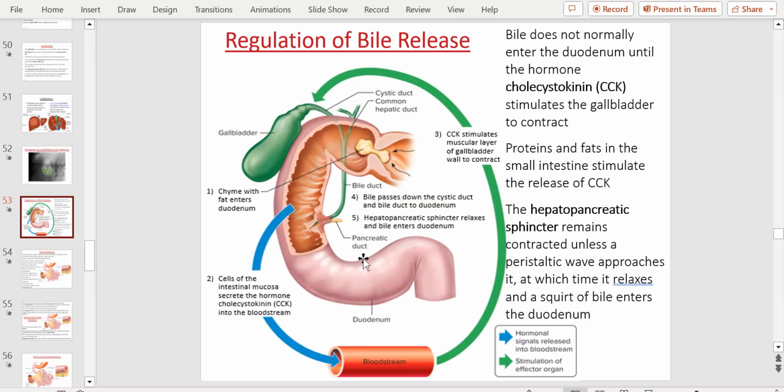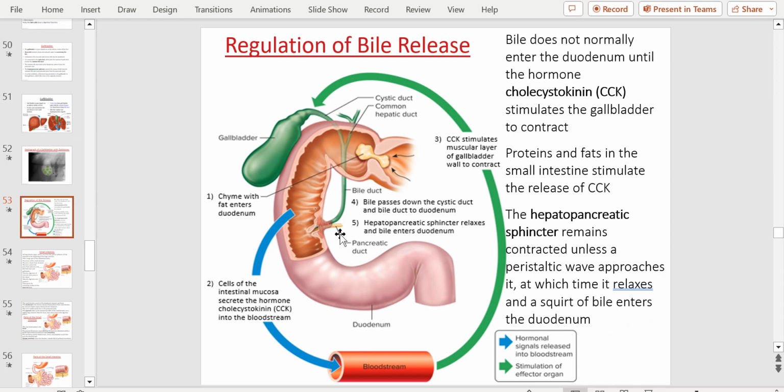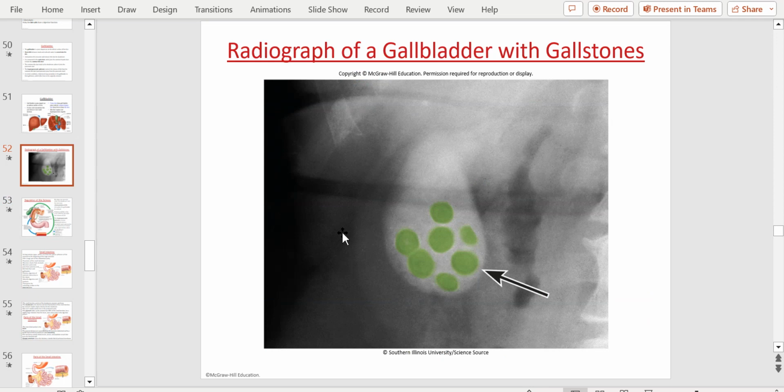Regulation of bile release. I'll zoom in a little bit. Bile does not normally enter the duodenum until the hormone cholecystokinin, CCK, stimulates the gallbladder to contract. Proteins and fats in the small intestine stimulate the release of CCK. The hepatopancreatic sphincter remains contracted until a peristaltic wave approaches it, at which time it relaxes and a squirt of bile enters the duodenum. And you can see what's going on here.